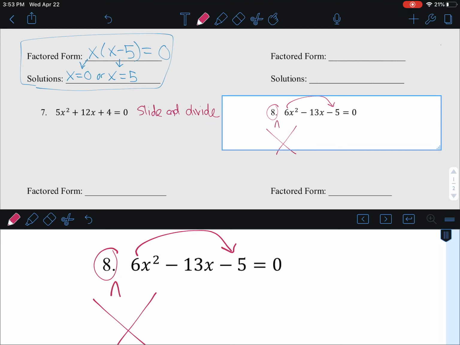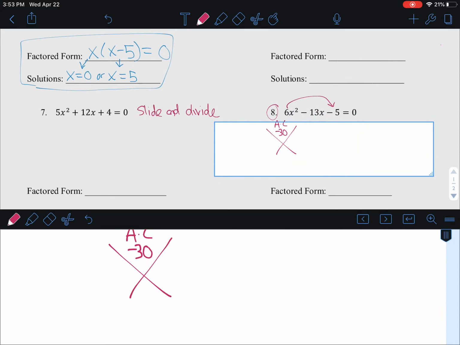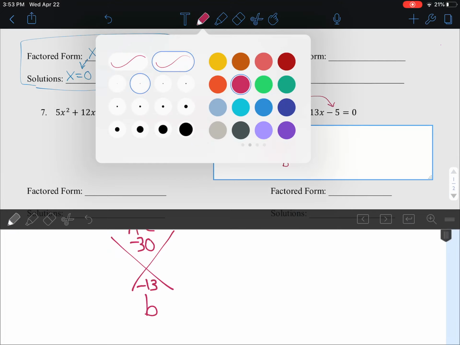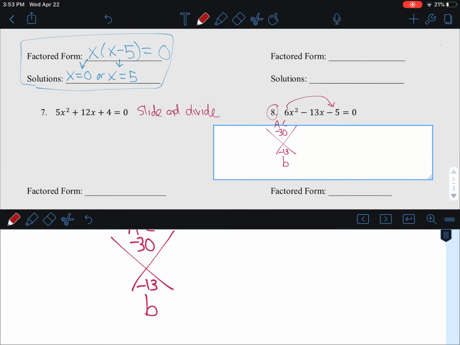So A times C, or 6 times -5, is going to be -30. Again, not -5. It'd be -30 because I'm multiplying 6 times -5. My B goes on the bottom, so this would be -13. What are two numbers that multiply to -30 and add to -13?